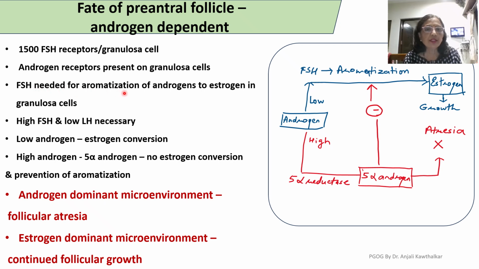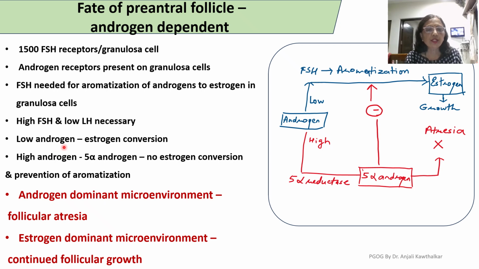FSH is needed for aromatization of androgen to estrogen in the granulosa cell. What FSH does is it converts androgen to estrogen by aromatization. By the aromatase enzyme, the androgen is getting converted to estrogen, and for that what is needed is FSH. A high FSH and low LH environment is necessary for this aromatization. LH should be low, FSH should be high.